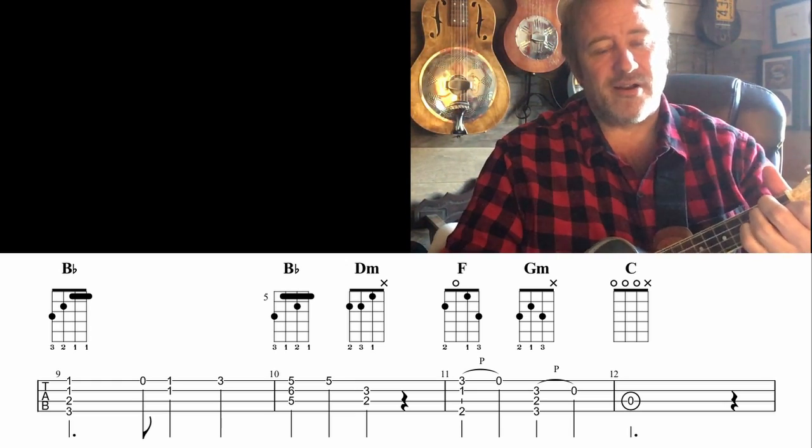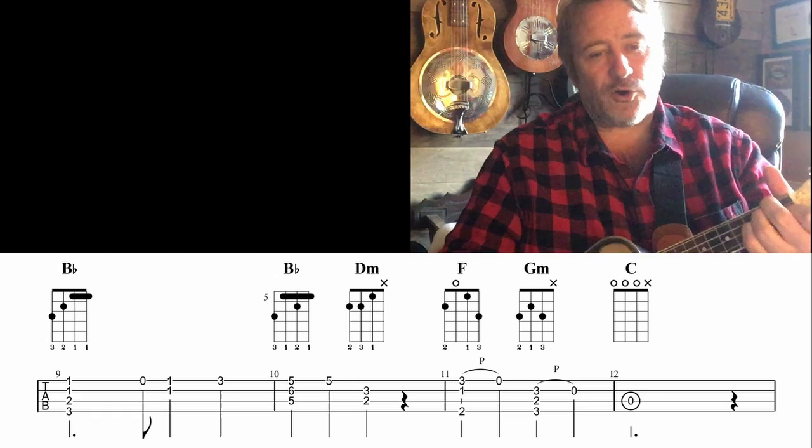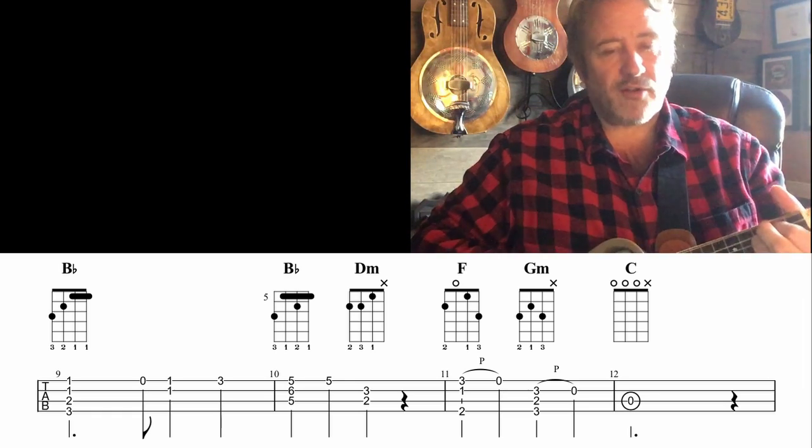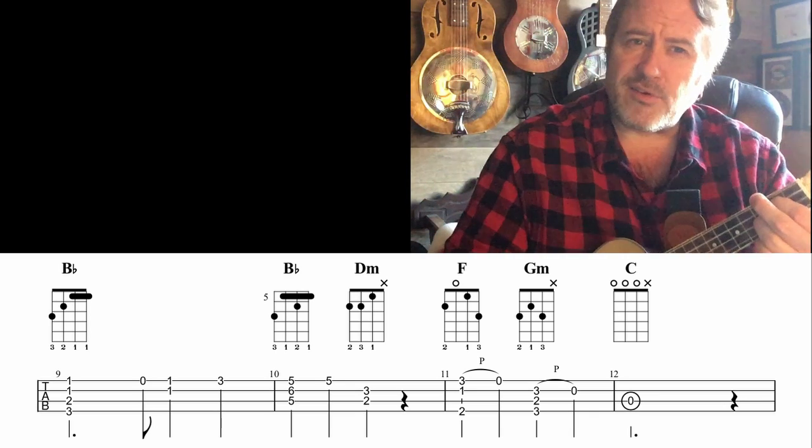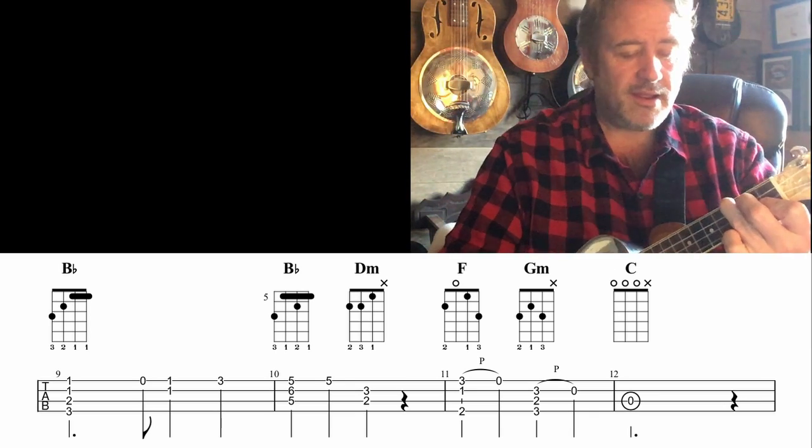Back to our D minor. Now you can play the whole chord, but all you really need are those 2 strings in the middle, the 2nd fret on the C and the 3rd fret on the E, the G string. So you got that.